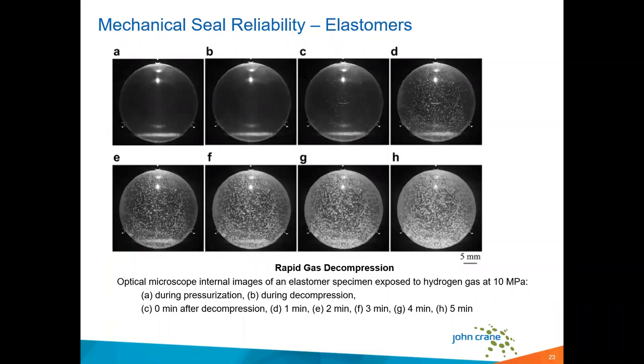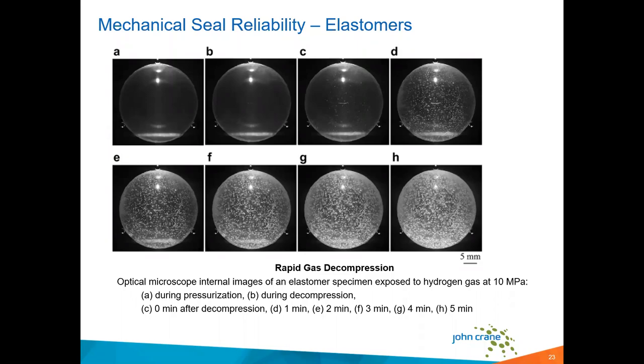And so what you're seeing here is microscope images of elastomer that's exposed to hydrogen gas at about 100 bar, 1450 PSI. It goes from A at the top down to H. A is during pressurization, B is during decompression, and C is roughly right after decompression. D is 1 minute after decompression, E is 2 minutes, and then it goes on to 3, 4, and 5 minutes. And so you can see that even though that pressure is rapidly taken away, what happens to those expanding gas bubbles during that resultant time after decompression.